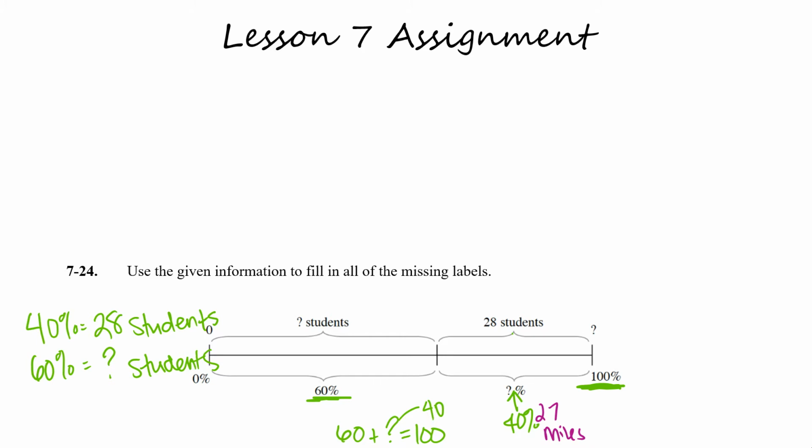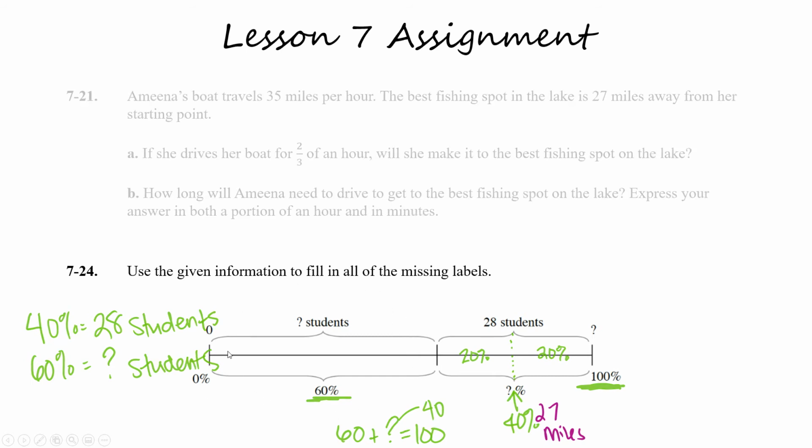So my hint for you guys is to divide that 28 students into 2 sections that are both 20%. So if they're both 20%, how many students are in each? Right? It's the same section as 40%, and I divided 40% into 2 sections, so I'd have to do the same thing with 28. Then you can probably do something similar over here to fill in the missing labels.